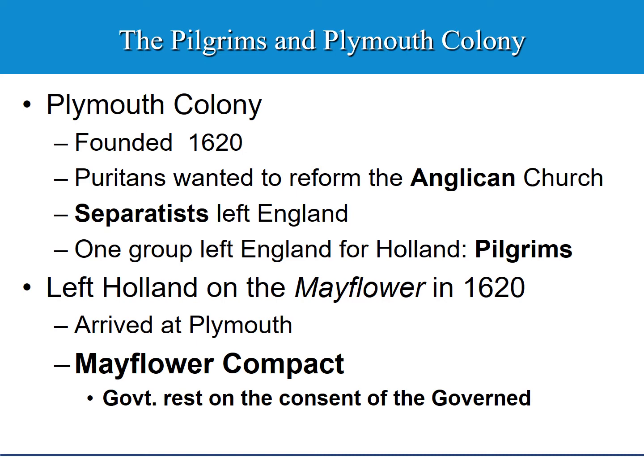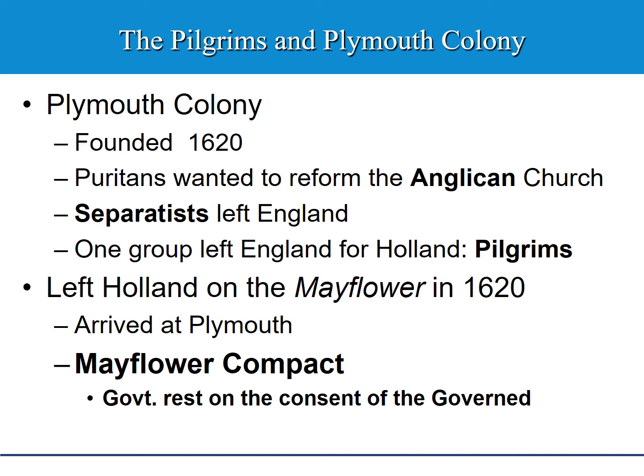The Pilgrims were actually separatist Puritans. That meant they wanted to actually separate from the Anglican Church and form a whole new type of church. For that reason, they were persecuted in England. And they had actually left England and moved to Holland and lived for a number of years in Holland because Holland allowed more religious freedom.